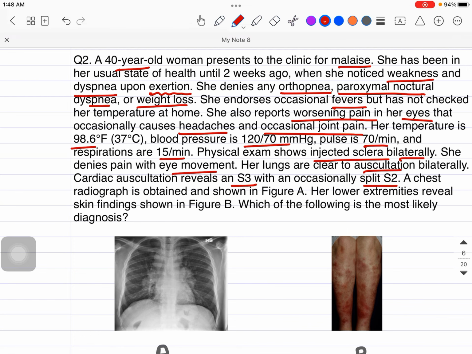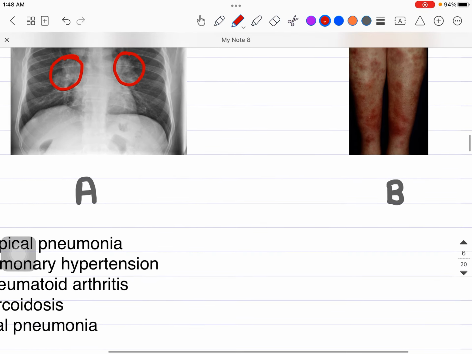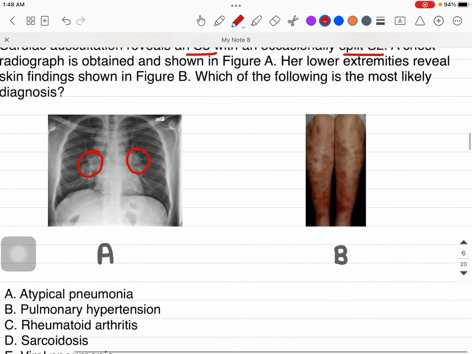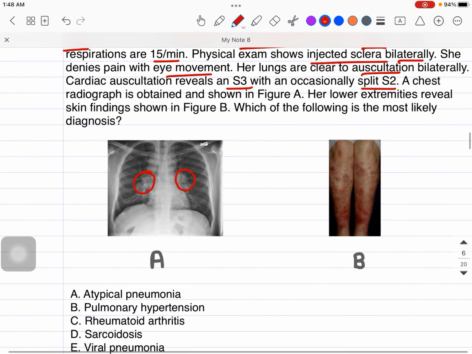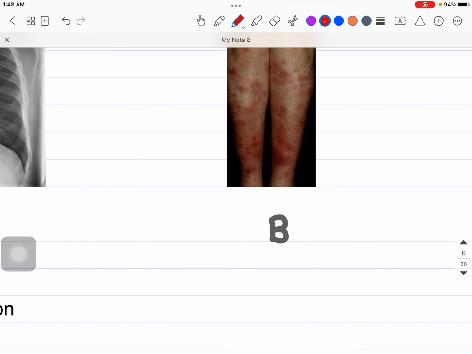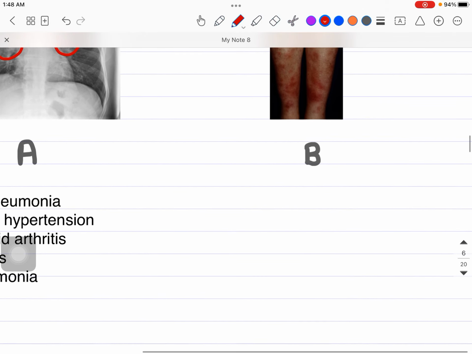The chest radiograph is shown in figure A, and in figure A I can clearly see bilateral hilar lymphadenopathy. Yes, look at the diagnosis. I know you are saying the diagnosis very loud and clear, but still let's look at picture B also. They said her lower extremity revealed the skin finding shown in figure B, and the chest radiograph is in figure A. We are done with figure A. Figure B is showing the skin involvement in the legs. And I want to hear from you, what is this involvement? Yes, the name of this is erythema nodosum.